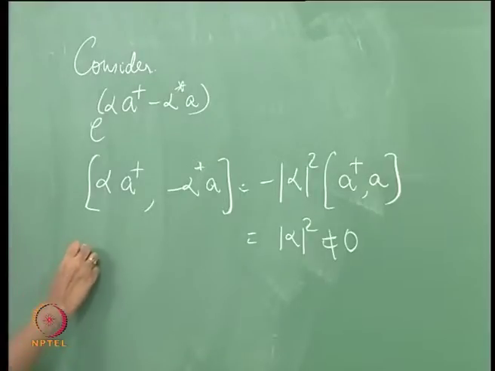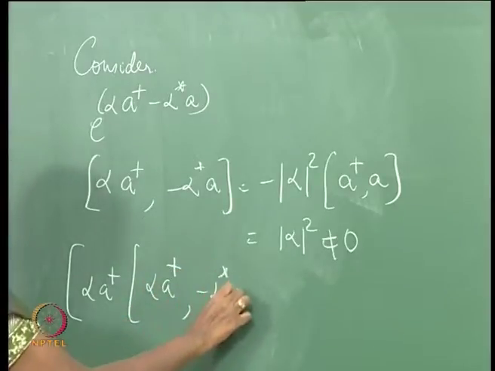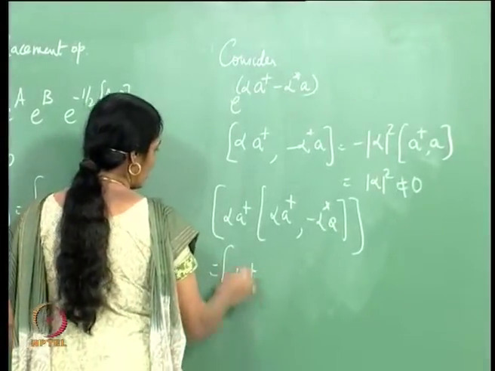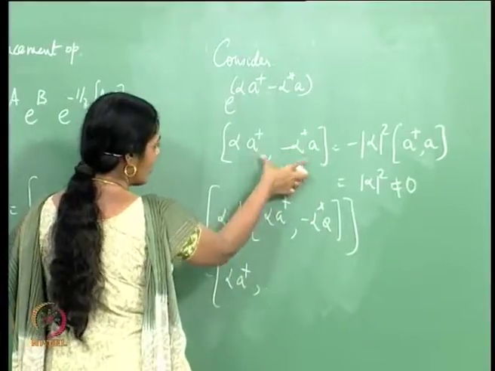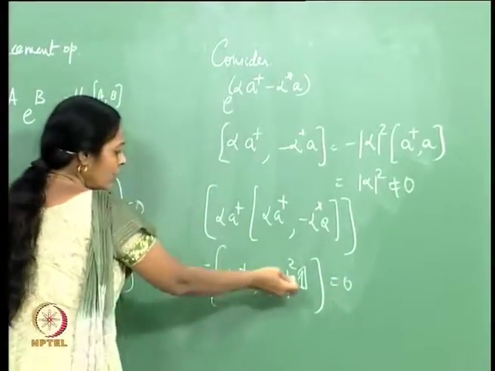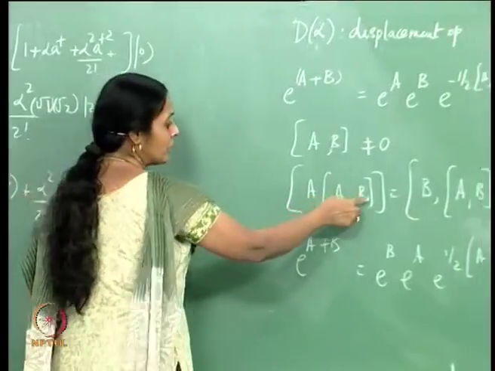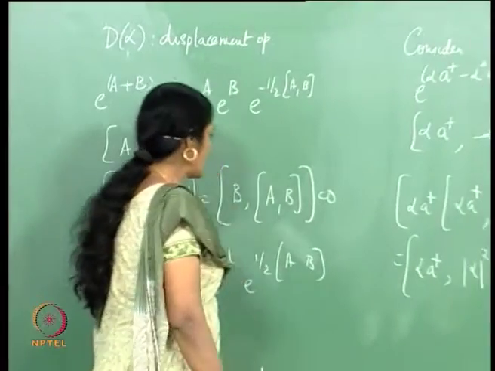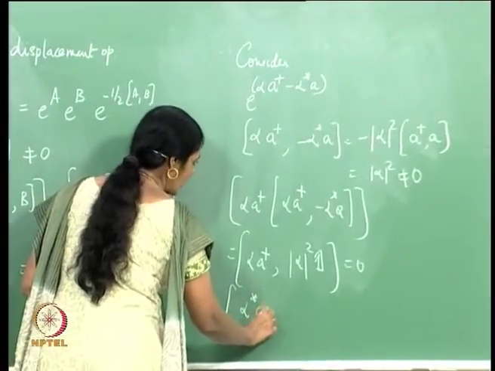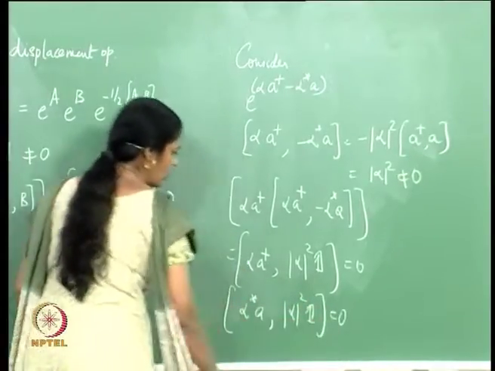Now look at the commutator of a with b. Now this object is simply the commutator of alpha a dagger. I have just evaluated this here, and this is a number. So this is mod alpha squared times the identity operator, and since any operator commutes with the identity operator, the commutator of a with b in this example is 0. Similarly, you can see that the commutator of b with b is 0, because the commutator of alpha star a with mod alpha squared identity is also equal to 0.